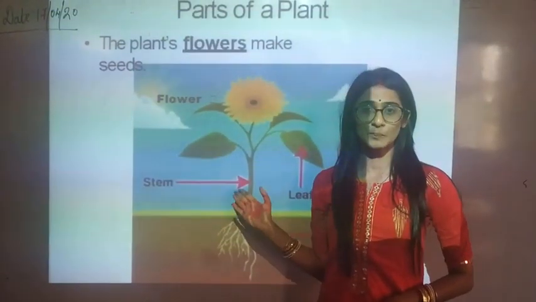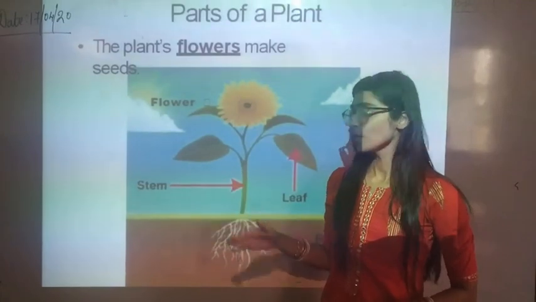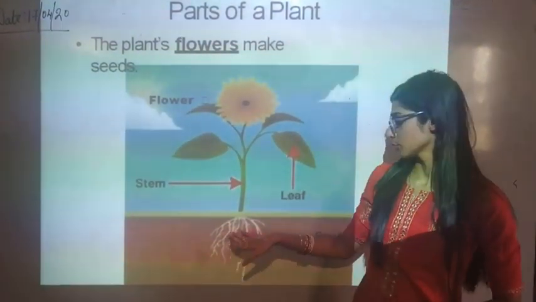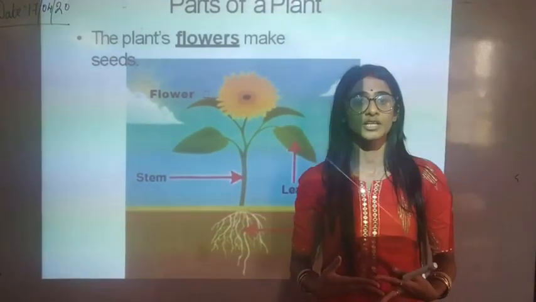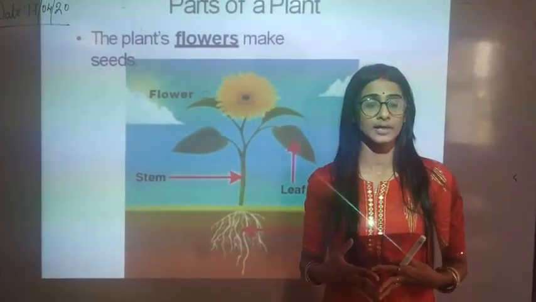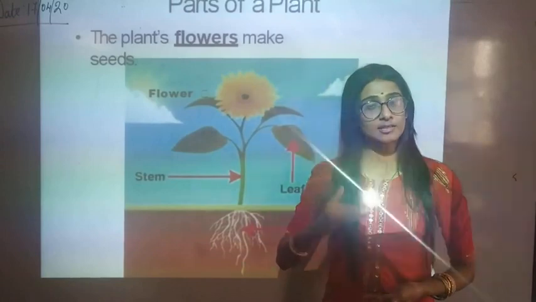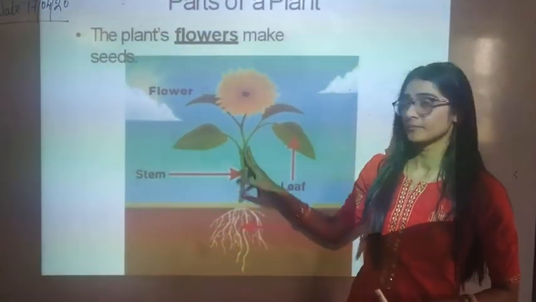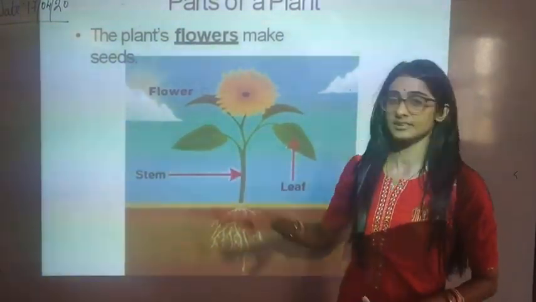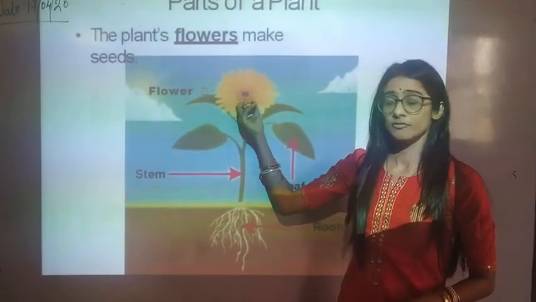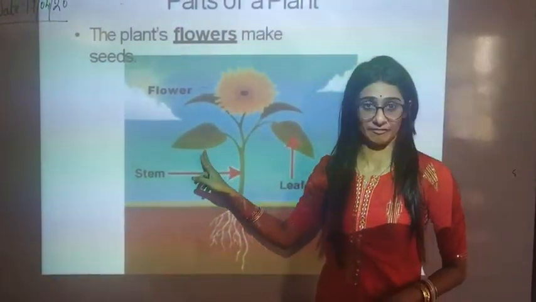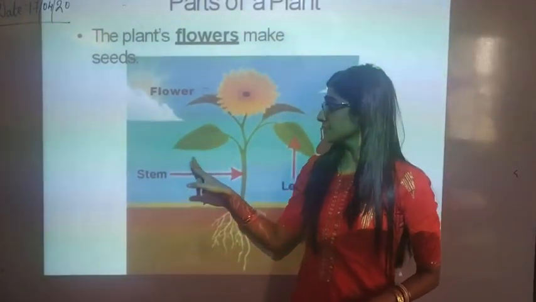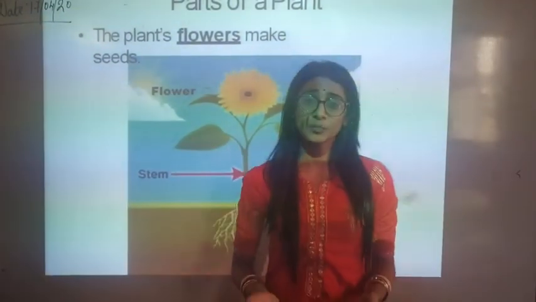You can see the picture of a plant. So, parts of a plant. The part that is below the ground level is the root. What is the function of the root? It holds the plant firmly in the soil. And this is the stem. It bears the branches, leaves, flowers, fruits, and the most important part is the leaf. You can see leaves. Why are leaves the most important part?